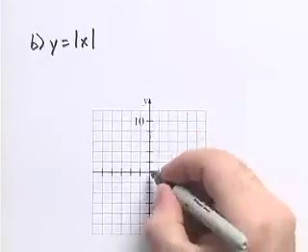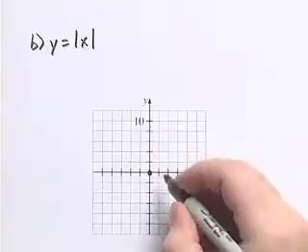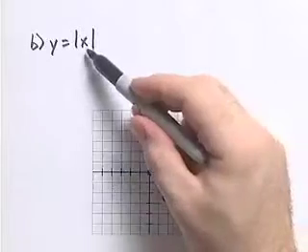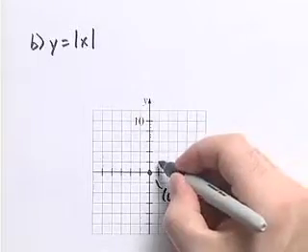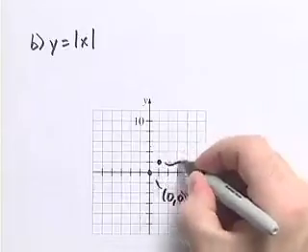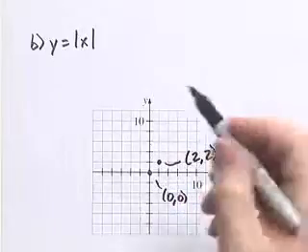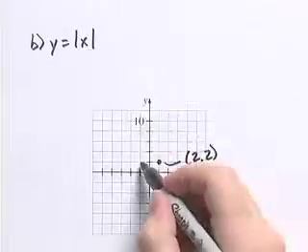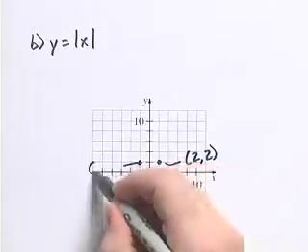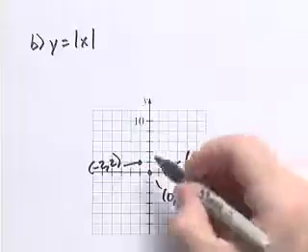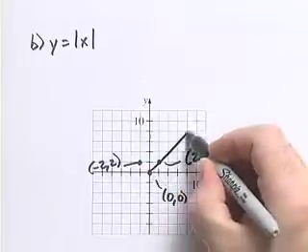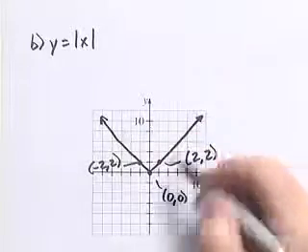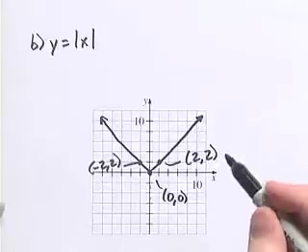Start off by letting x equal 0. If x is equal to 0, y is equal to 0, and so we have the point 0, 0. If we let x equal 2, the absolute value of 2 is also 2, so we get the point 2, 2. If we let x equal -2, the absolute value of negative 2 is positive 2, and so we get the point negative 2, 2. Connect our points, get our graph. And here we have the graph of our base function, the absolute value of x.